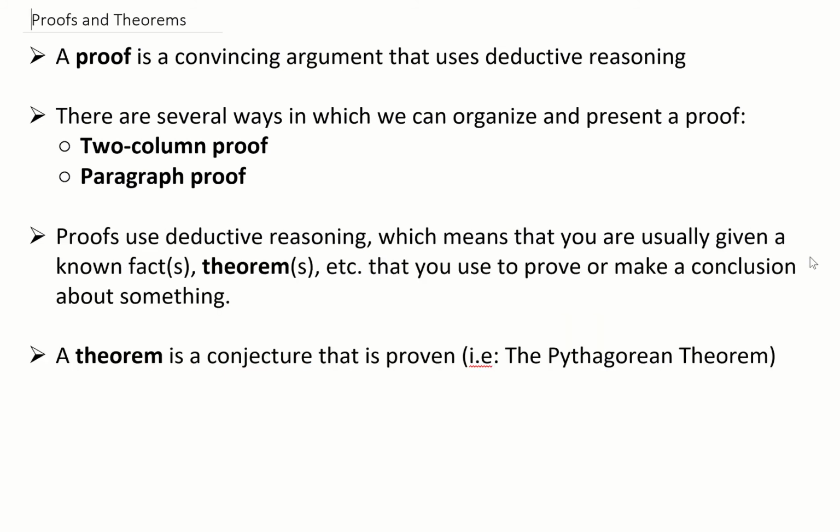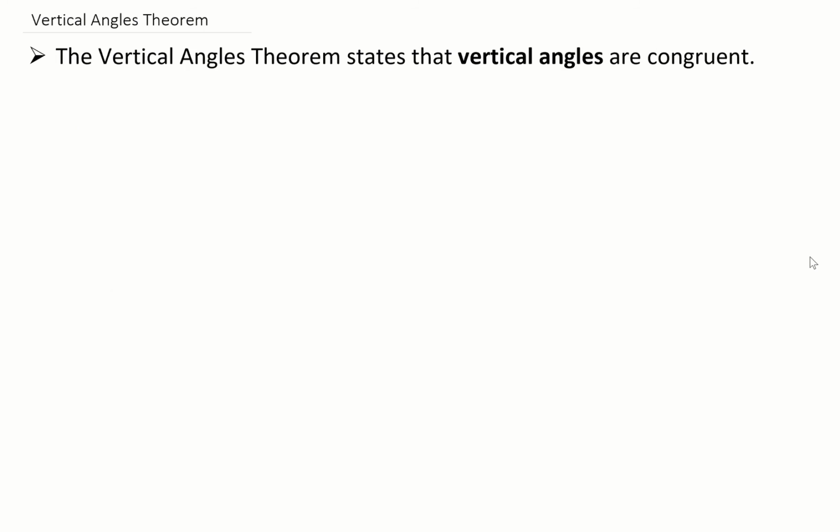So a theorem is a conjecture that is proven. So we'll be proving some theorems in this course. For example, the Pythagorean theorem is a well-known theorem. All right, so another theorem that we'll actually look at, and at some point we'll be able to prove some of these theorems, but not all of them, but a good amount of them we'll be able to prove. So the vertical angles theorem.